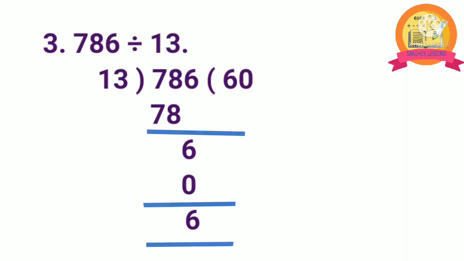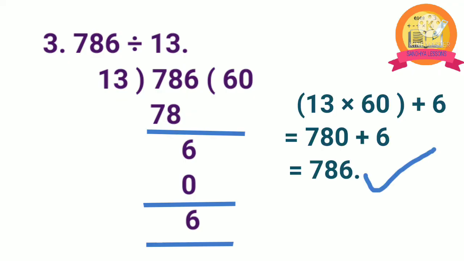Third problem, 786 divided by 13. After dividing, we get 60 as quotient and 6 as remainder. For verification, 13 multiplied with 60 plus 6, that is equal to 780 plus 6, that is equal to 786, which is the dividend. So the answer is correct.